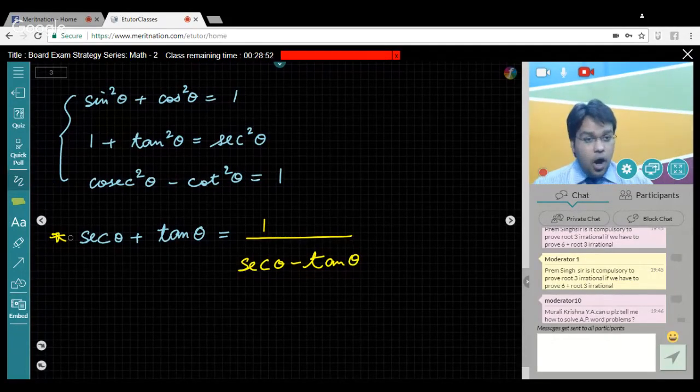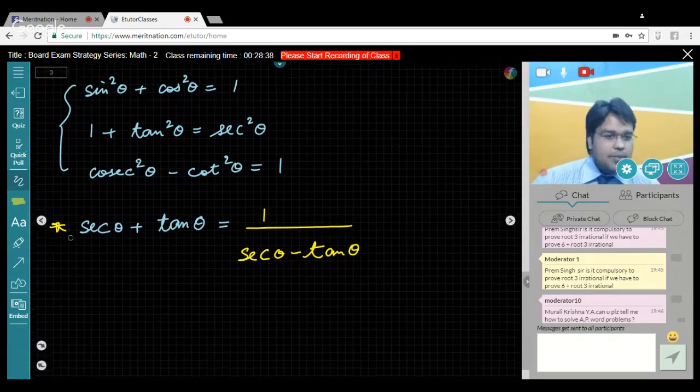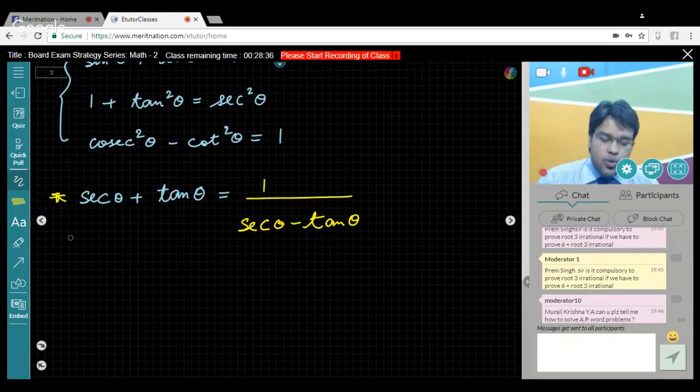Or you can also do one thing: replace the 1. Sometimes a question is asked like sine square theta plus 2 cos theta plus 1. So you can replace that 1 also by sine square theta plus cos square theta, or sec square theta minus tan square theta.